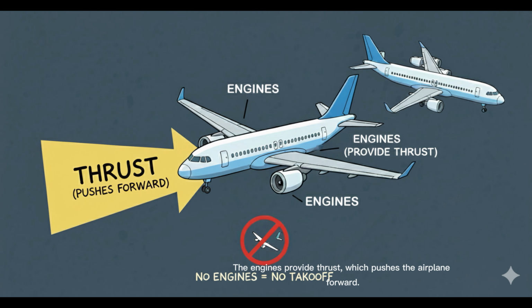The engines provide thrust, which pushes the airplane forward. Some planes have engines under the wings, while others have them at the back. No engines means no takeoff.